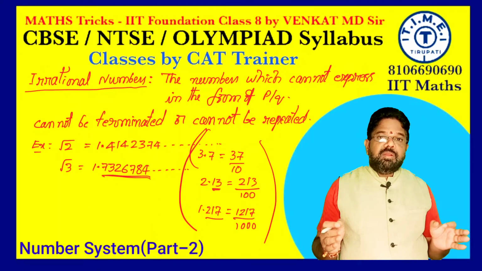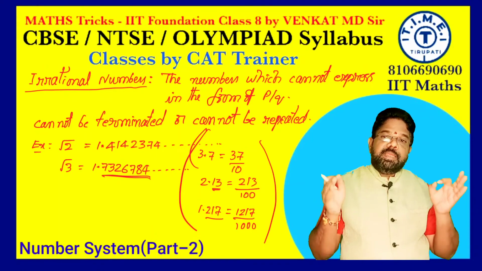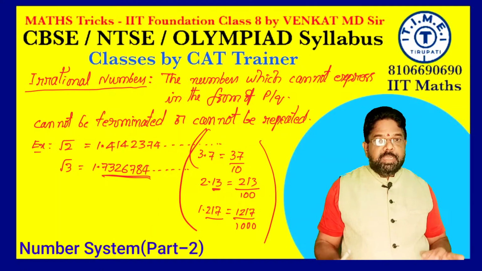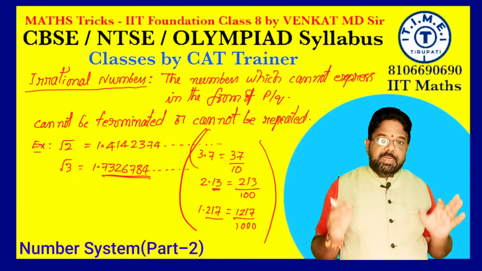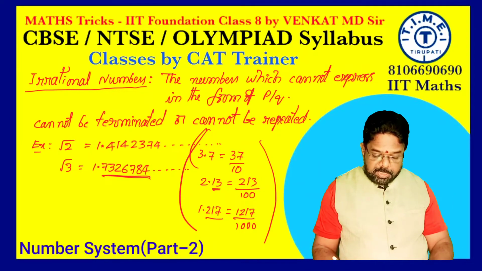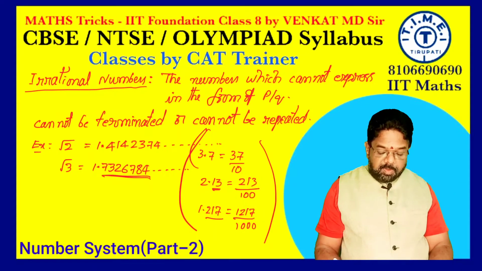Irrational numbers cannot be repeated and cannot be terminated. So those are called irrational numbers. These are examples of irrational numbers.